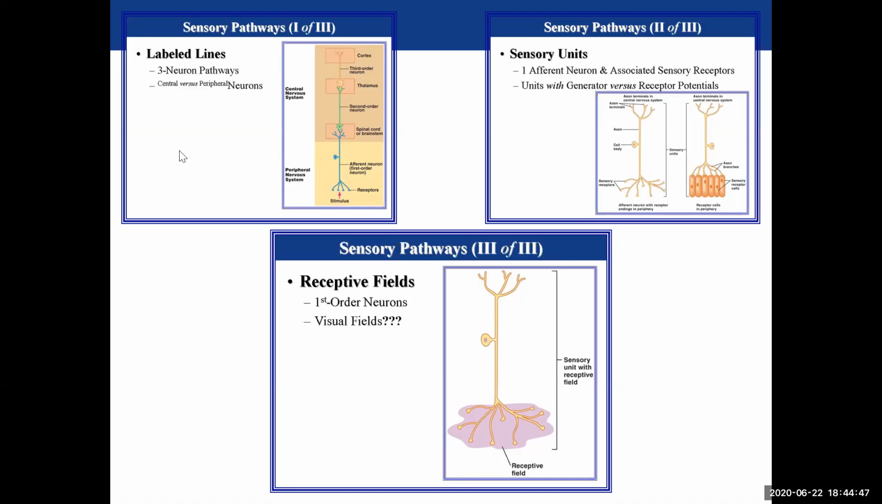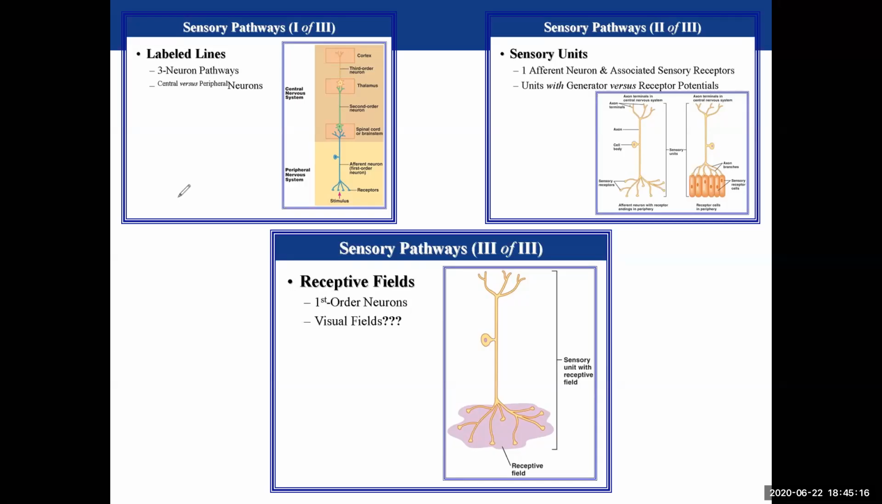The concept of labeled lines, even though we talk about this, should have been covered in anatomy, but not in this context. The structural neurons should have been covered. This is called a sensory pathway, and it involves 3 sensory neurons in series, meaning one after another, starting with the first order neuron.